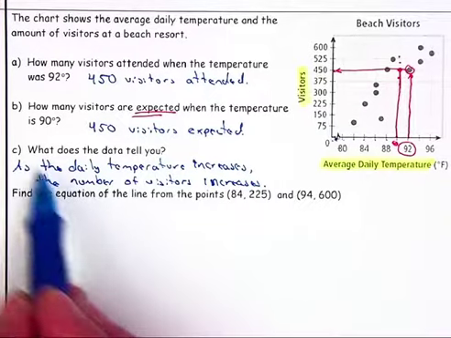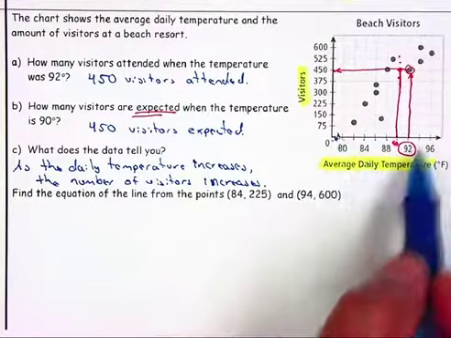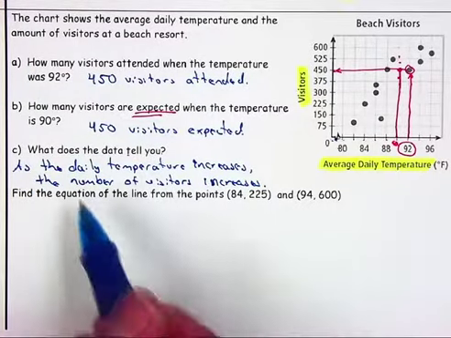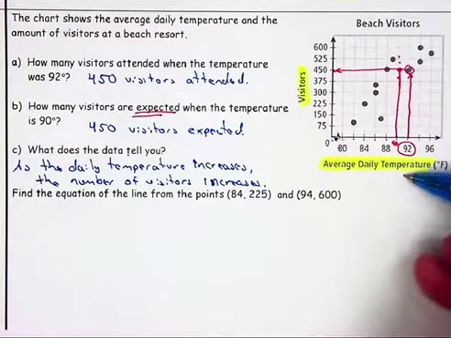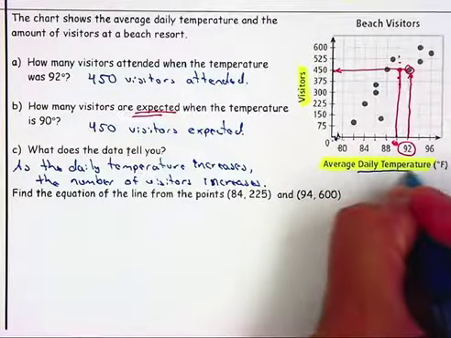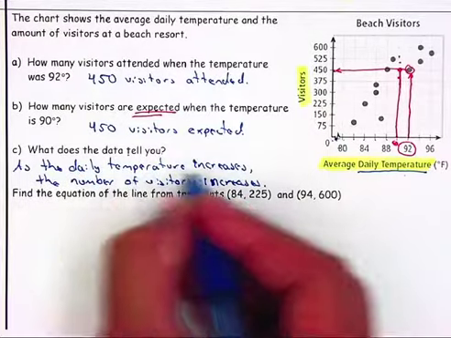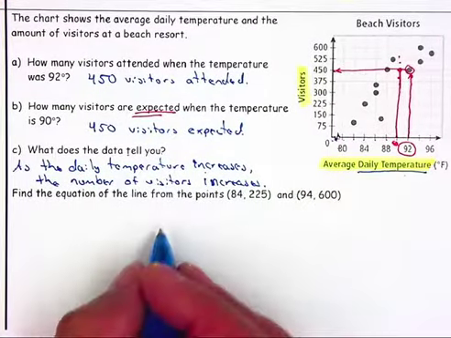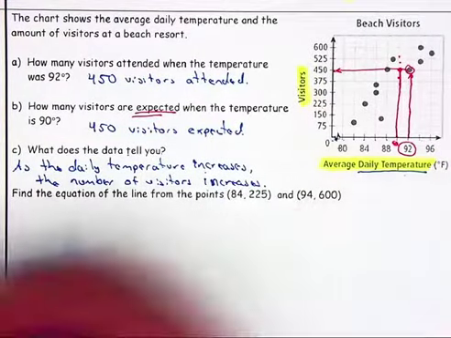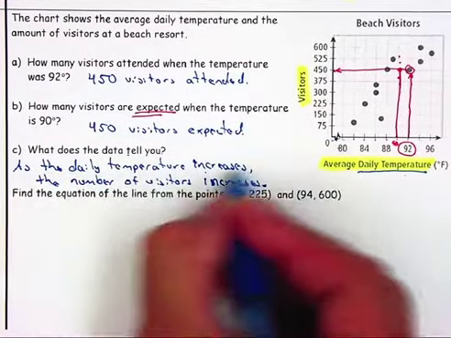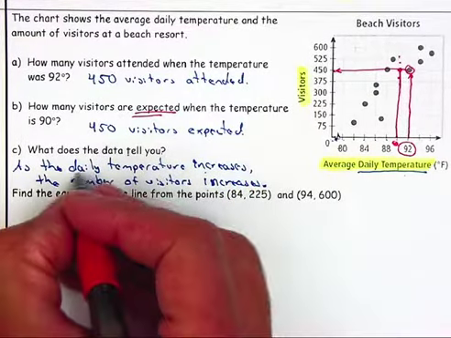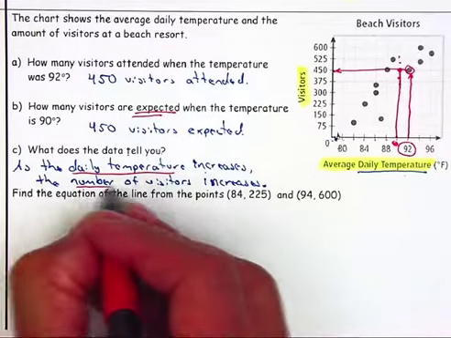And when they ask you to interpret the data, or what does the data tell you, you want to be able to form one sentence based on your x-axis to your y-axis. And I usually use the word that's given to me. So as the daily temperature increases, what's happening to the visitors? The number of visitors also increases. And I want to be able to see those two lines, one for your x-axis and one for your y-axis.